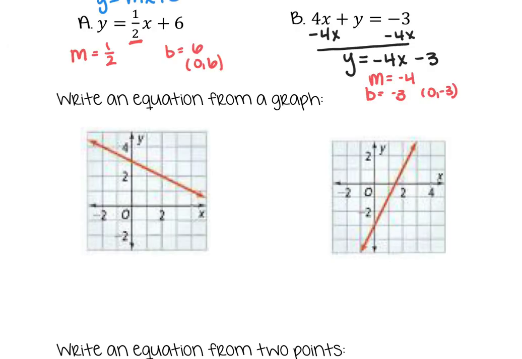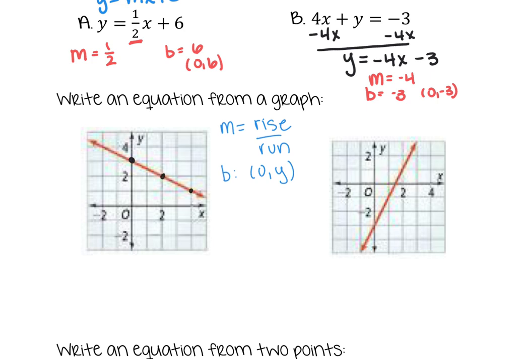The second thing we're going to review is writing an equation from a graph. And so when you have the graph, you would need to identify the slope, which is the rise over the run, and then you would also need to identify the b value, or the y-intercept, so that you could write the equation. So when I look at my first graph, I notice that there is a point along the line.